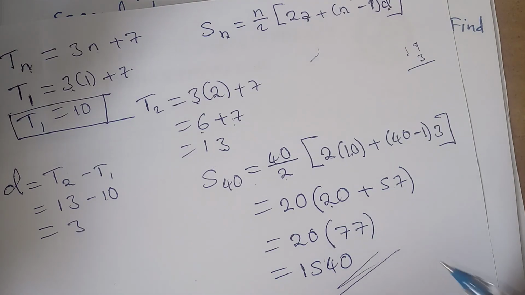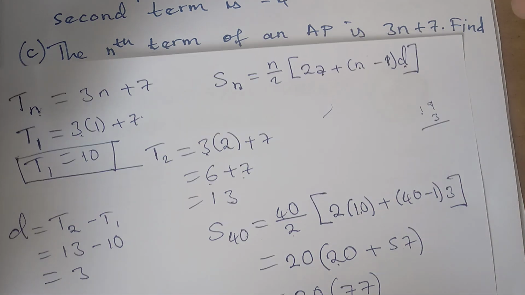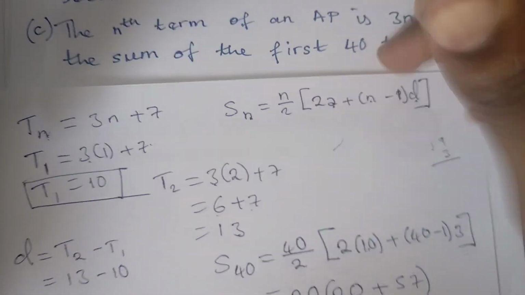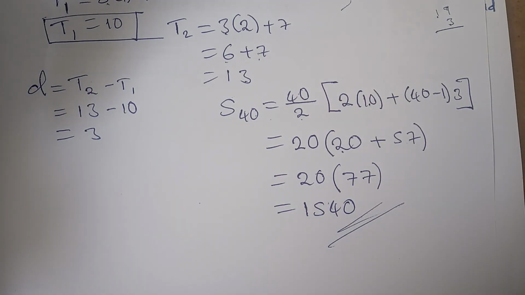So this is the sum of the first 40 terms of an AP like this. I thought we were dealing with a GP. Yeah, so this is your answer there.